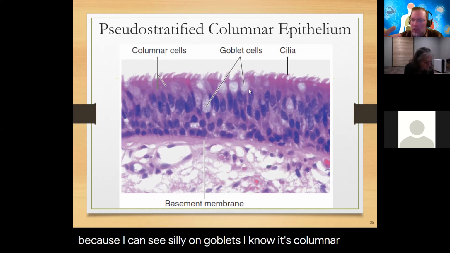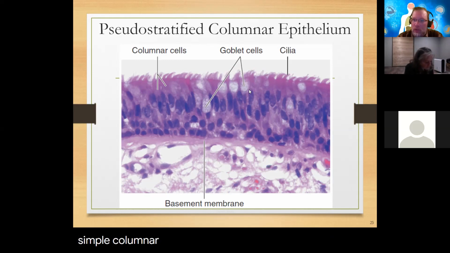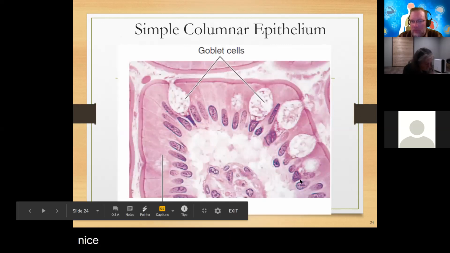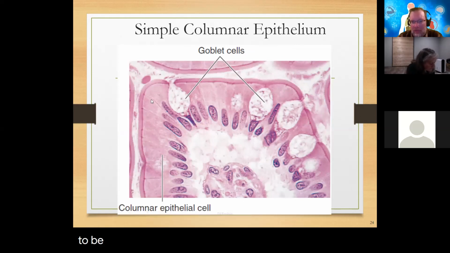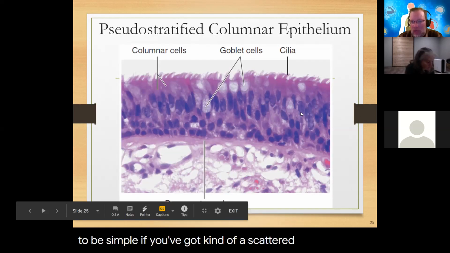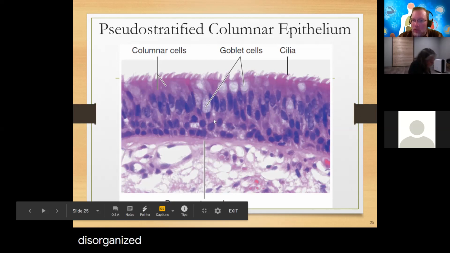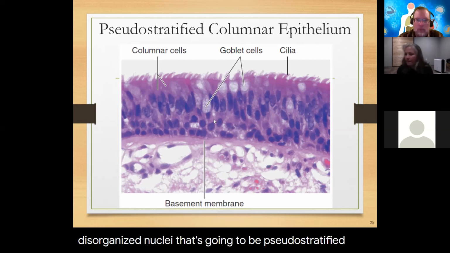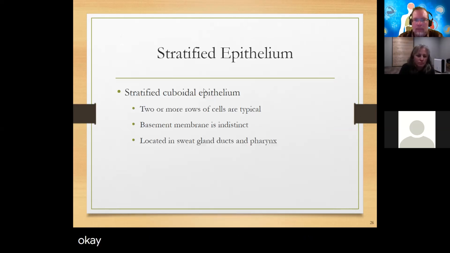Is it simple columnar or pseudostratified columnar? Again, you're looking for the organization of the nuclei. If you have nice arrangement of nuclei in a parallel fashion, that's going to be simple. If you've got a scattered mess of disorganized nuclei, that's going to be pseudostratified. Okay, let's keep moving. Stratified epithelium simply means multiple layers.